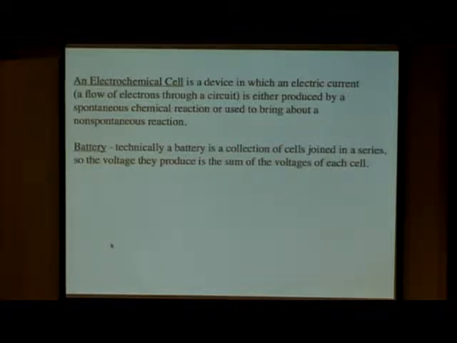It's any device in which electric current, which is a flow of electrons through a circuit, is either produced by a spontaneous reaction or used to bring about a non-spontaneous reaction. And so a battery is technically a collection of cells in a series, so that the battery has the sum of the voltages of each cell.